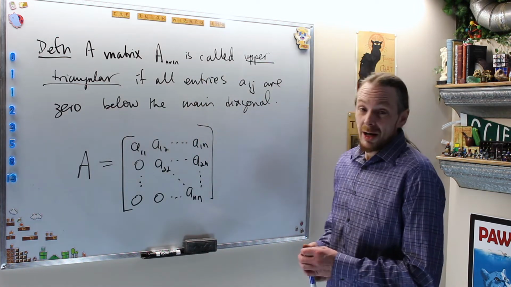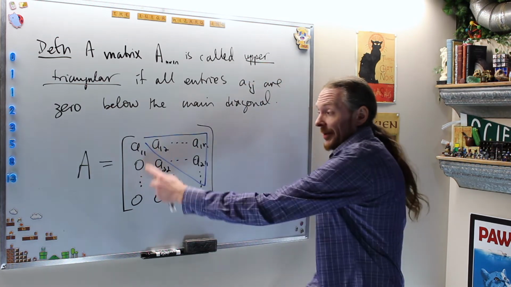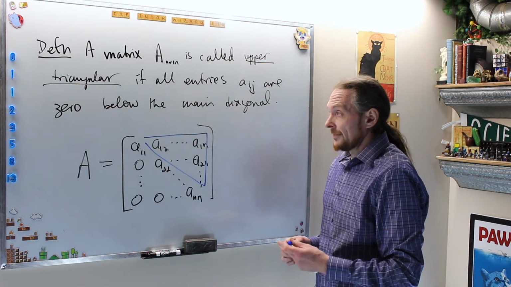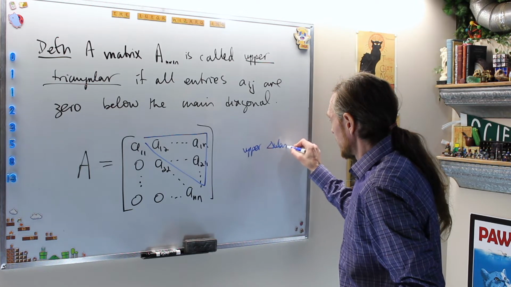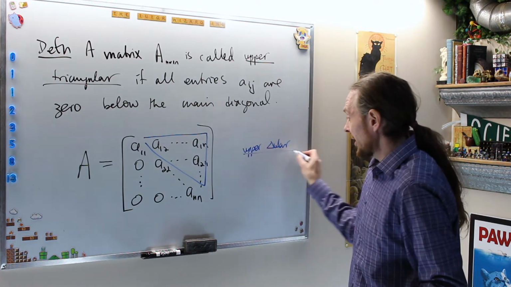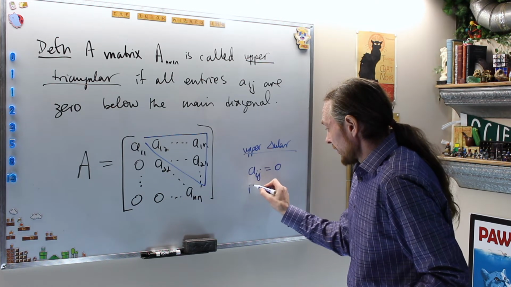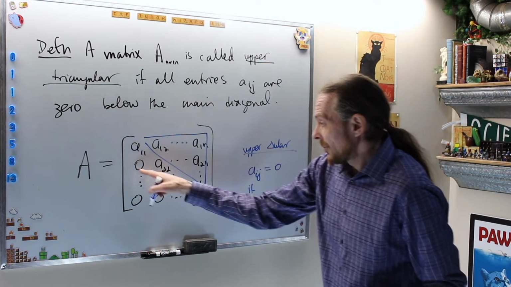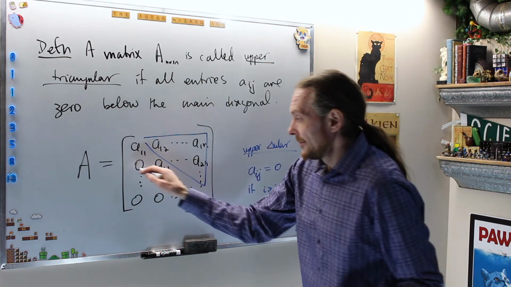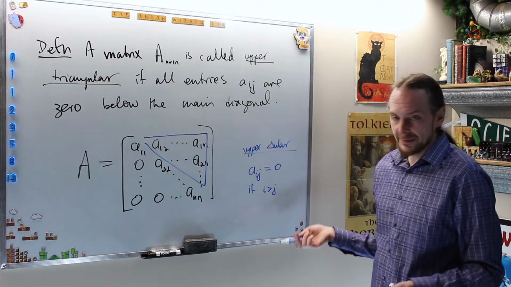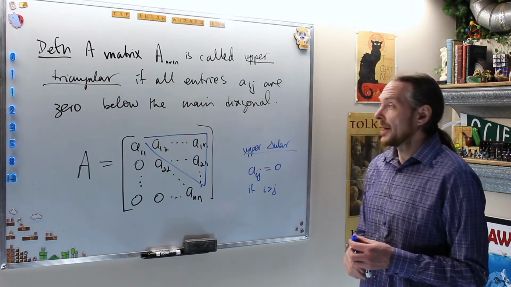So now we're calling it upper triangular if the information is in the upper triangle and we have zeros below the main diagonal. Upper triangular if Aij is 0 if i is larger than j, which is another horrible way of saying it. Essentially, this is what they're saying for upper triangular and lower triangular.